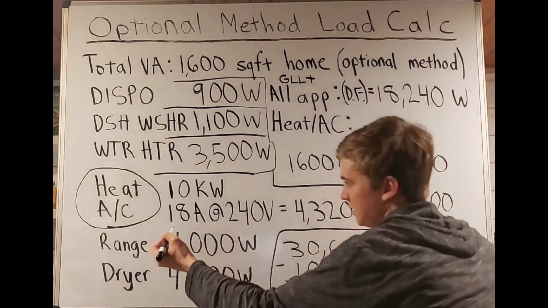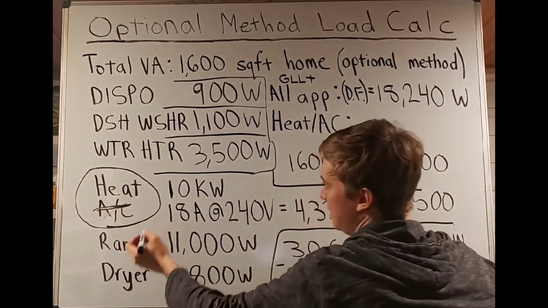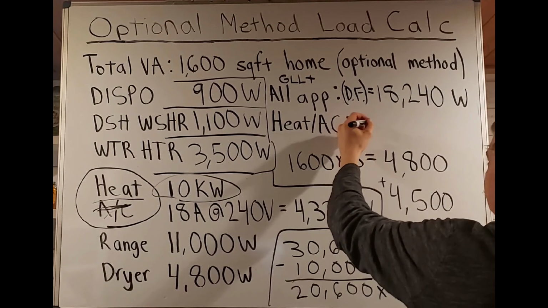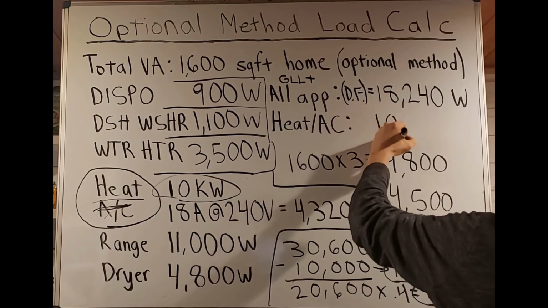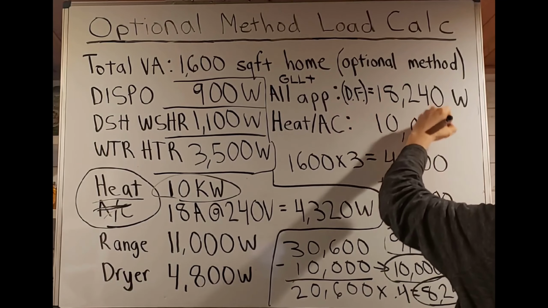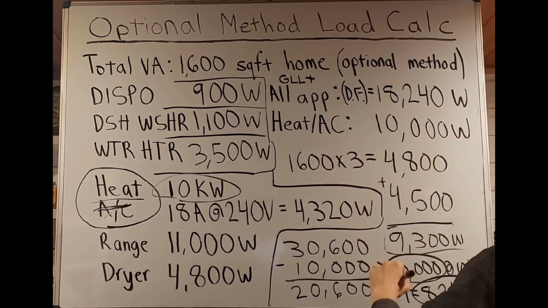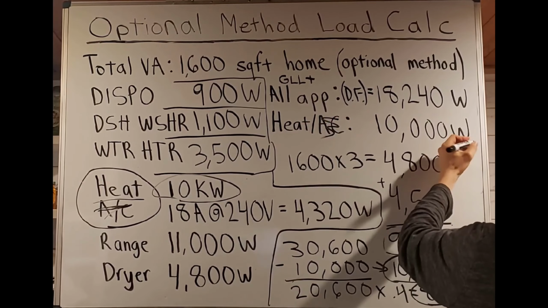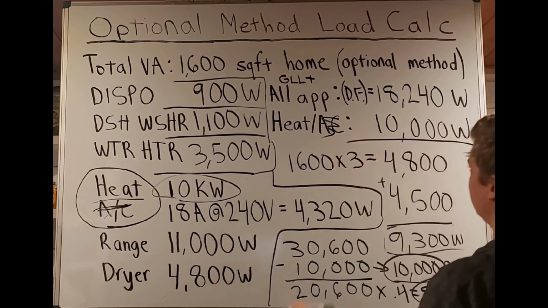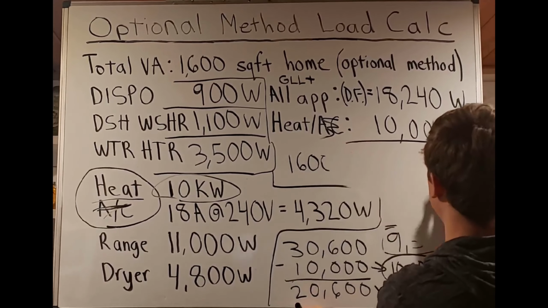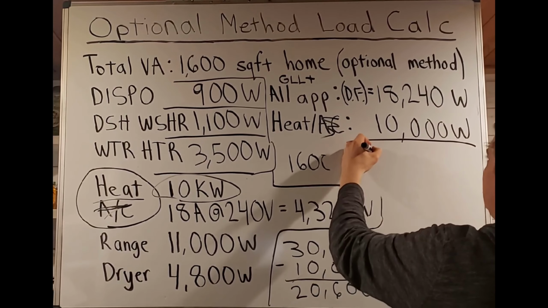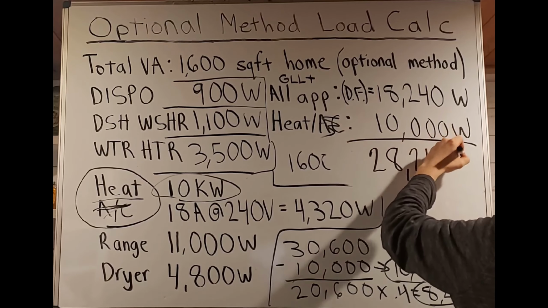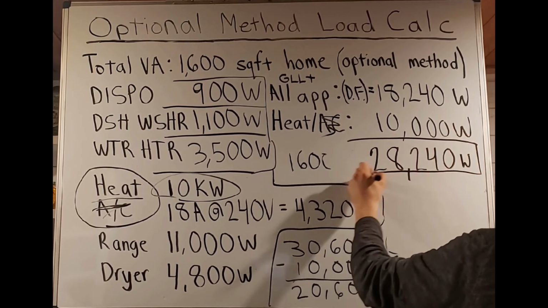So obviously we're not going to be using the AC. We will be using the heat and we're going to be using the 10 kilowatts. In other words, we have 10,000 watts. And that is going to be our heat/AC because we didn't use the AC, so we're just using the heat. We're going to add both of these together. I'm kind of running out of room here, so I'm just going to give myself some room. And we get the answer 28,240 watts as the final answer.